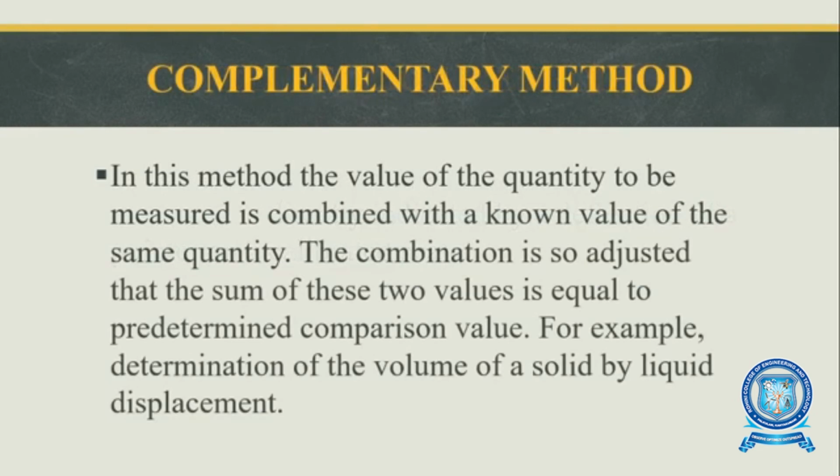Then the complementary method. In this method, the value of the quantity to be measured is combined with the known value of the same quantity. The combination is so adjusted that the sum of these two values is equal to the predetermined comparison value. For example, determination of the volume of a solid by liquid displacement.